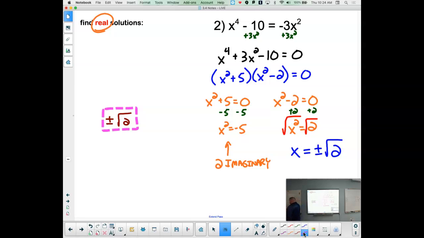Okay? Now, we should have 4, right? But 2 of them were imaginary, 2 of them were real, so we kick out the imaginary ones for this week. The week after next, we'll bring back imaginaries, and then we would be able to get all 4. Okay?